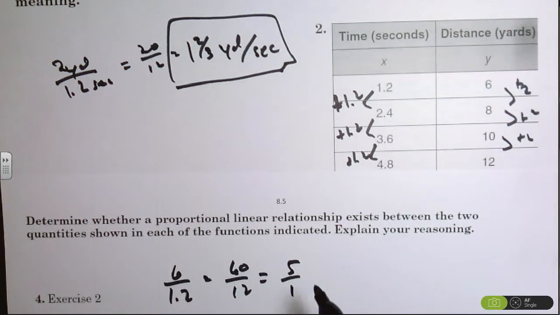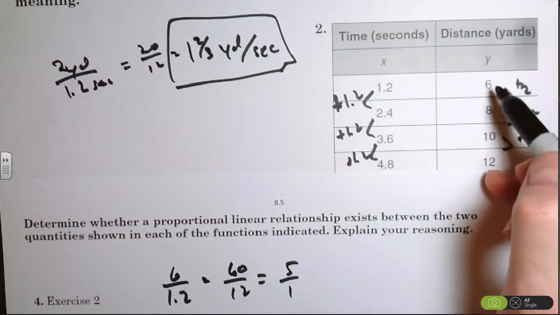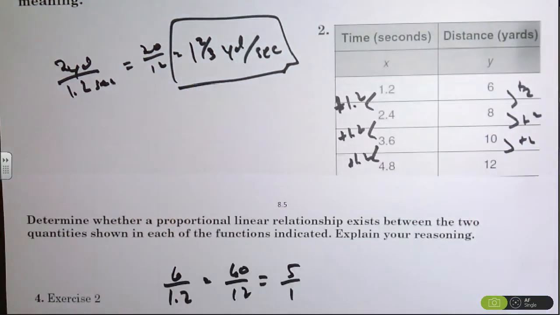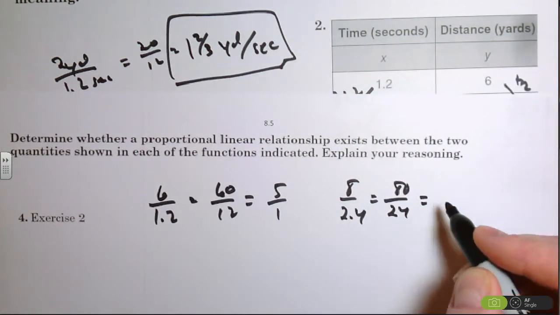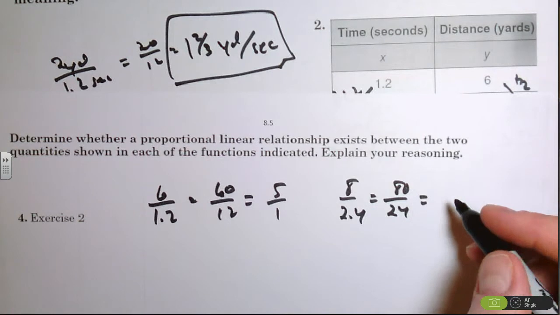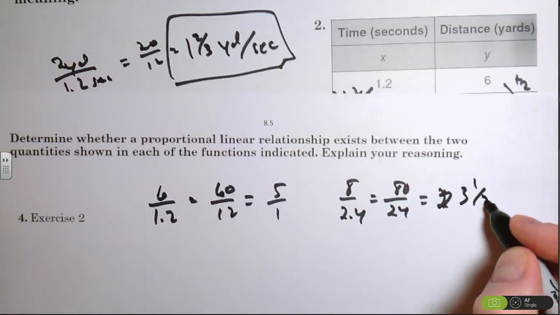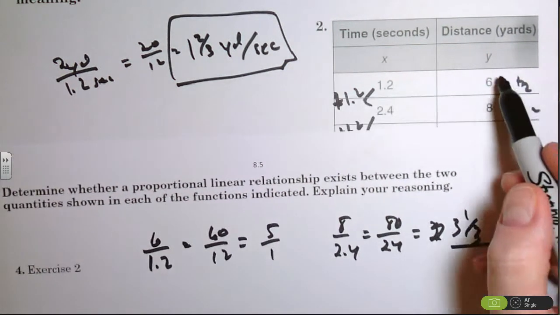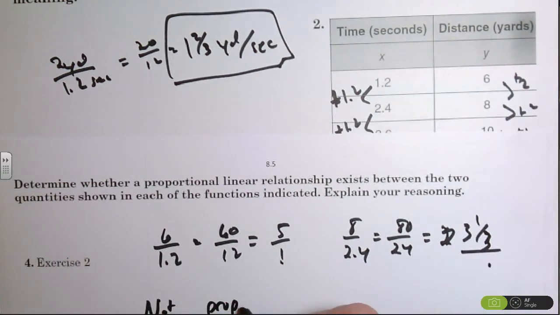Right off the bat, I know this actually isn't proportional, because if y divided by x is not the same thing as the rate of change, it's not proportional. But I'll do the same thing again just to show you. If I do 8 over 2.4, I multiply both of those by 10 and get 80 over 24. That reduces to 10 over 3, which is 3 and 1/3. So by dividing y by x both times, I don't get the same thing, so not proportional.